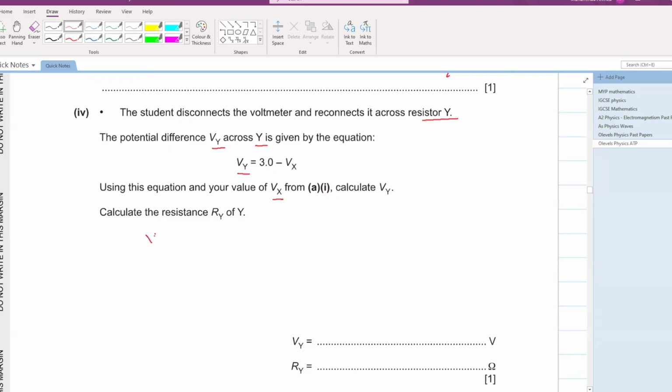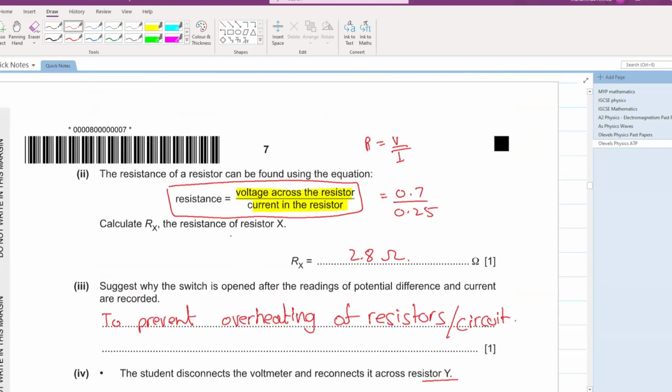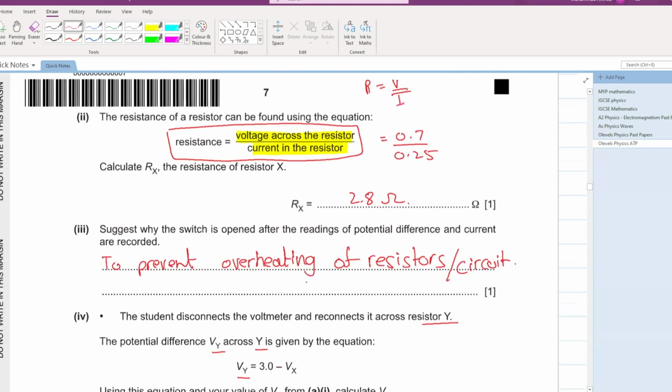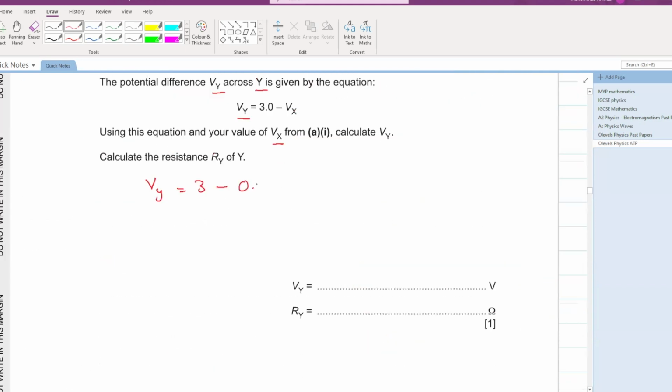अच्छा Vy किस तरह आएगा भाई? Vy is equal to 3 minus Vx. Vx क्या था? 0.7. Perfect. 3 minus 0.7 is equal to 2.3 volts. You also have to calculate the resistance value of R. Why? Beta, how will you calculate the resistance value? The voltage across Y divided by the current across Y. Do you have the voltage across Y?